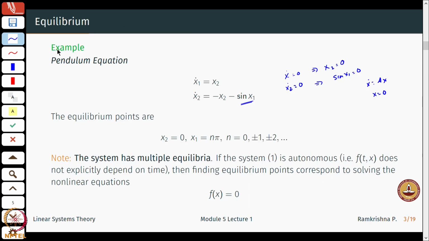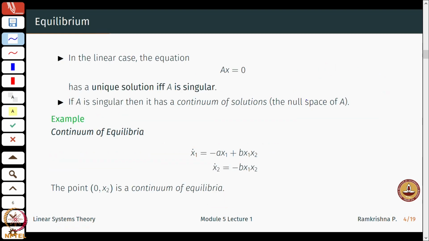In general, if we started off with the system f of t, x, but the system is autonomous, which means that the system does not explicitly depend on time, then finding equilibrium corresponds to solving just the nonlinear equation f of x equal to 0. Same in the case of the pendulum. This was an autonomous system, and I was just solving for f of x being equal to 0.